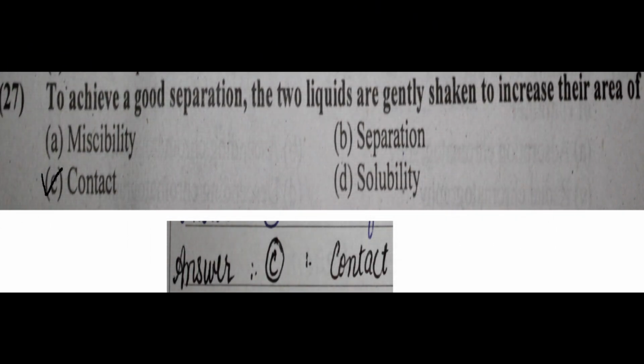Next is, to achieve a good separation, the two liquids are gently shaken to increase their area of. By shaking the two liquids in solvent extraction, the area of contact for solute increases. Equilibrium is established rapidly by shaking the liquids. Therefore, option C, contact, is going to be our right answer.